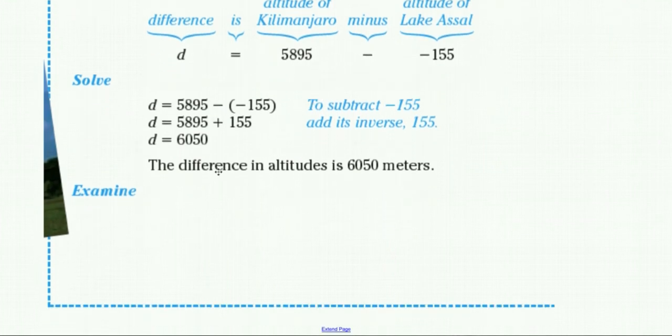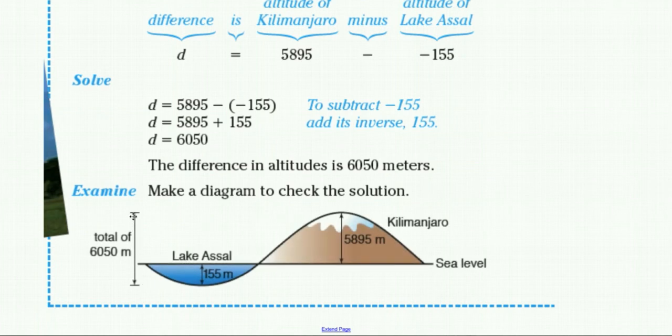So the difference in altitudes is 6,050 meters. To check if our answer is correct, we simply create a diagram and see if our solution makes sense. You have 6,050, which is what we got. Lake Assal is 155 below sea level. Kilimanjaro is 5,895. It makes sense.